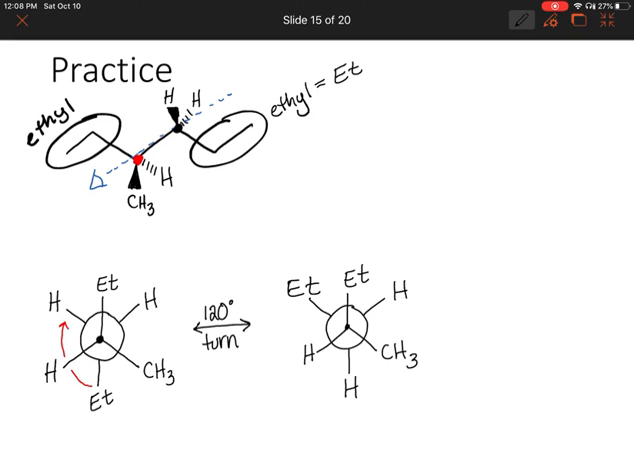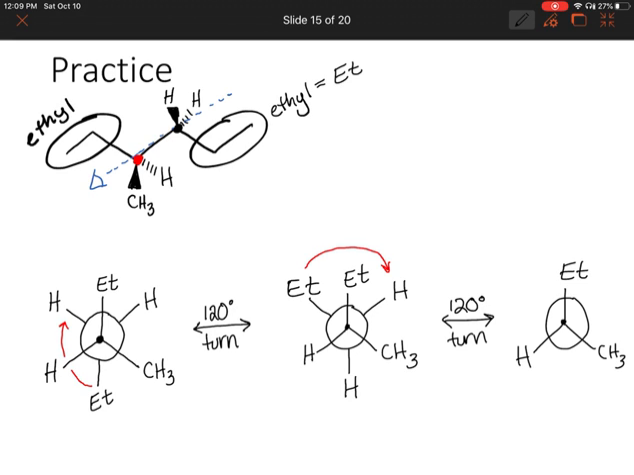Okay, so let's draw the next staggered conformation. So we'll do another 120-degree turn. So we're going to move the ethyl group again over. So our front carbon stays the same. And our back carbon now has an ethyl group up and to the right. And then the other two bonds are hydrogens.